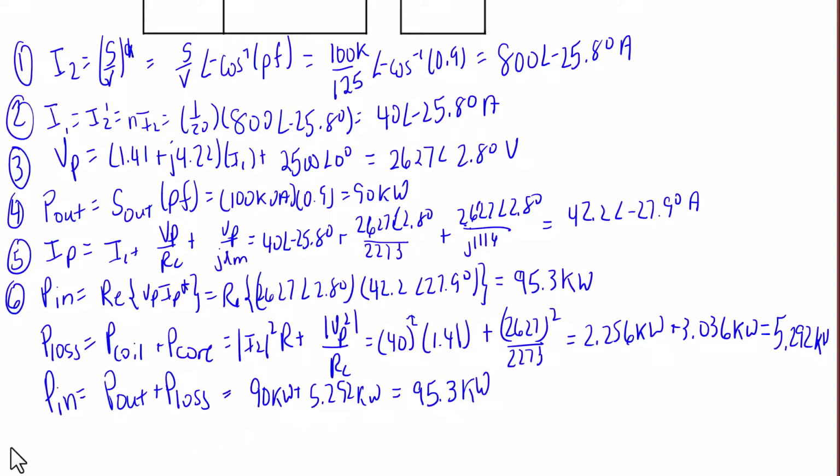And the final step is to find the efficiency. So the efficiency, eta, is equal to P out over Pin times 100, which equals 90 divided by 95.3 times 100, which equals 94.5%.